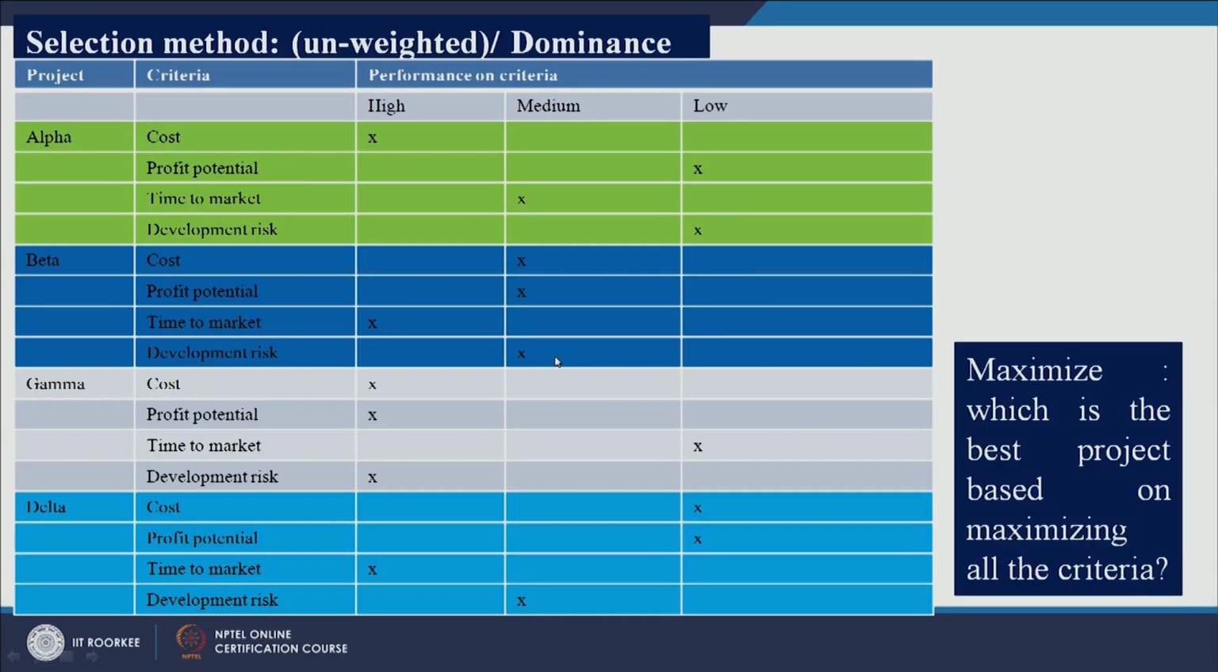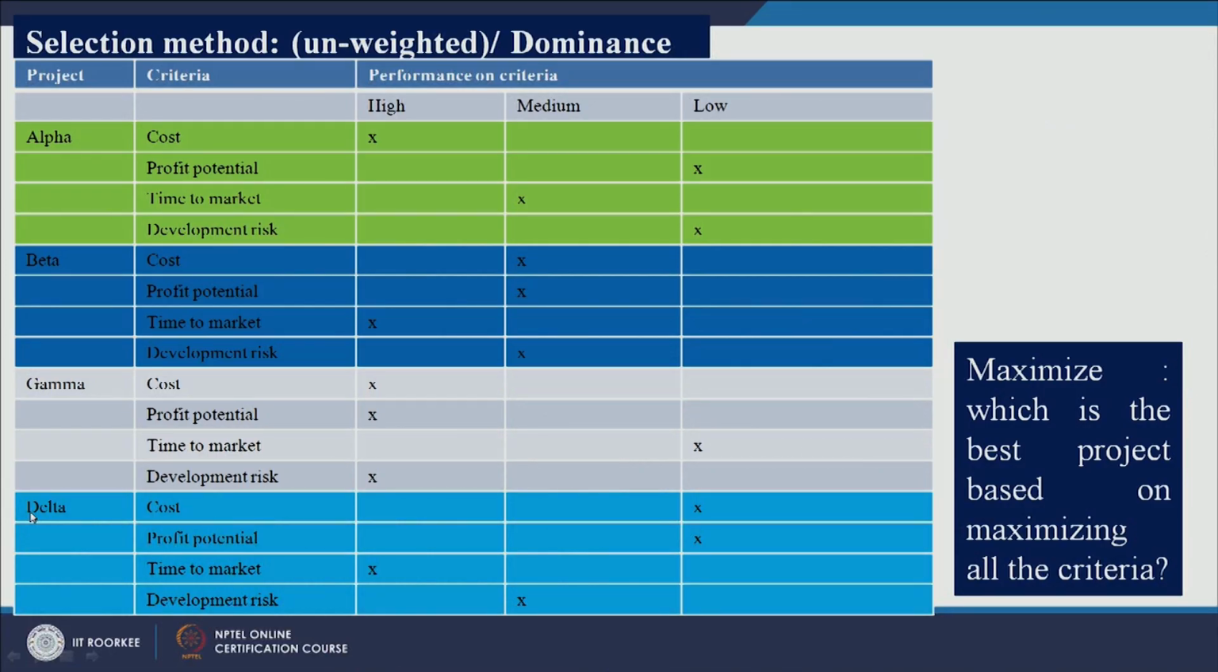So let us look at a couple of other selection methods. This is the first selection method wherein you have got a dominance project. Out of several projects, there would be one clear winner, one clear project which would be dominating the other projects, and it is unweighted. We will not give different weightages to different criteria. So let us look at it, there are 4 projects. You get alpha project, beta project, gamma project and delta project: alpha, beta, gamma and delta.